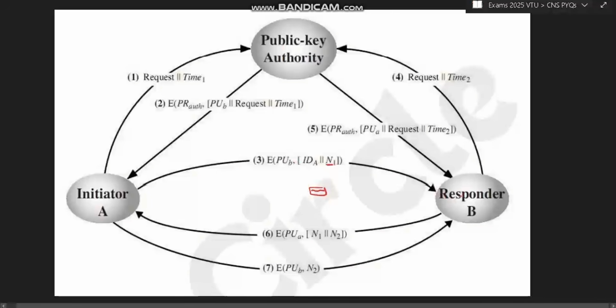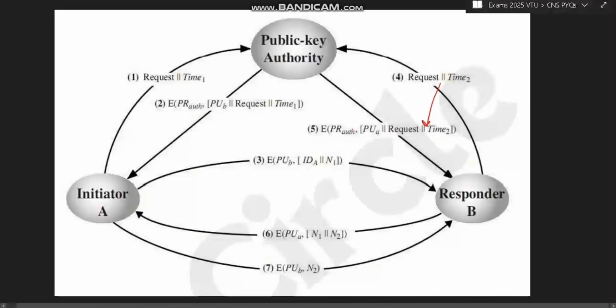Now B wants to reply back to A, but B does not have the public key of A. So what does B do? B does the same thing which A had done, which means a request at time 2, and the public key authority will send an encrypted message locked with the private key of the authority. The answer in the message is the public key of A, with the requested time and the request which was sent. These things will be sent to the responder B.